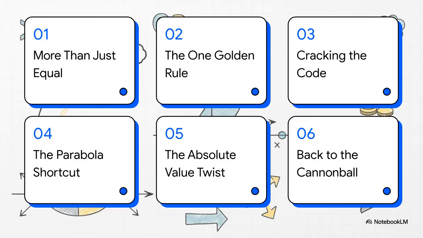So how are we going to solve this thing? Well, we're going to build our toolkit from the ground up. We'll start with the basics, then cover the one golden rule you absolutely cannot forget. After that, we'll unlock two really powerful methods for solving these. And then finally, we'll have everything we need to solve our cannonball mystery.